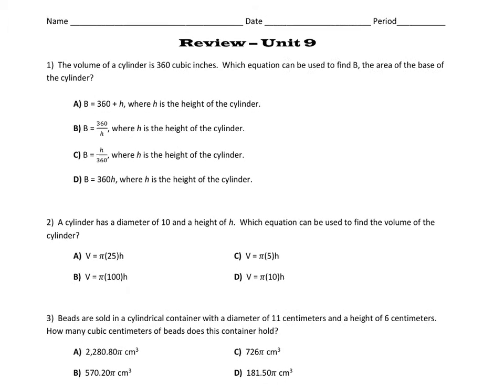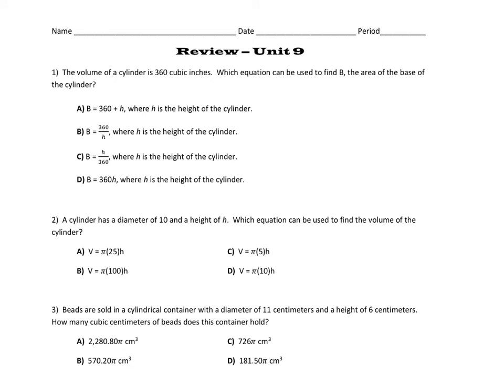Okay, number one, the volume of a cylinder is 360 cubic inches. Which equation can be used to find B, the area of the base of the cylinder? Okay, our original formula for volume is this volume formula right there. When we talked about volume, we talked about how you insert for here. So it would be volume equals pi r squared times h.